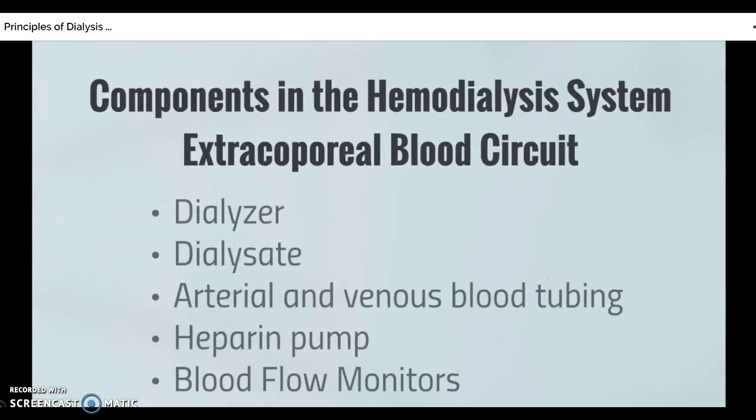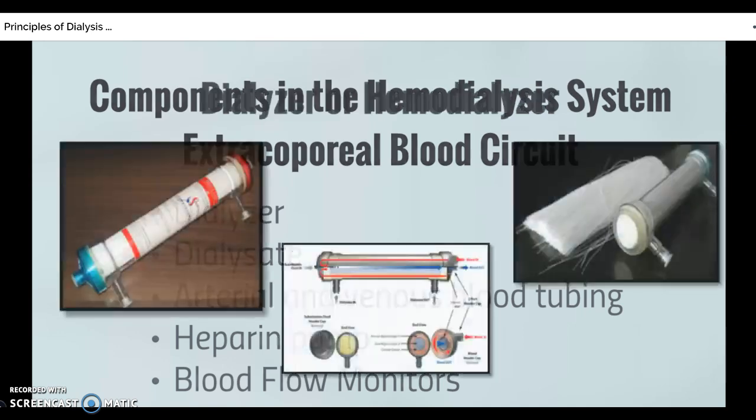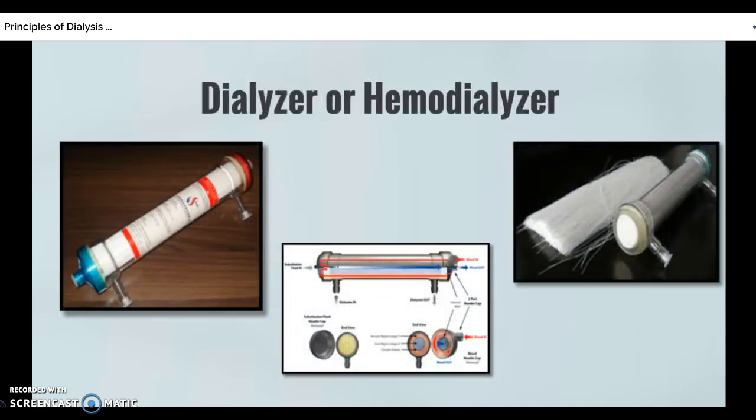Next, we're going to move on to the different components in the hemodialysis system, as well as the extracorporeal blood circuit. And these you're pretty familiar with, only because some of them we've touched on in the last learning plan. So just a couple components: dialyzer, dialysate, arterial and venous blood tubing, heparin pump, and blood flow meters. So what we're starting out with here is the dialyzer or hemodialyzer. They're the same. Artificial kidney.